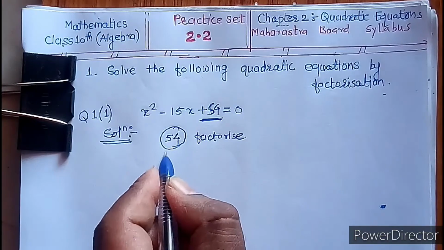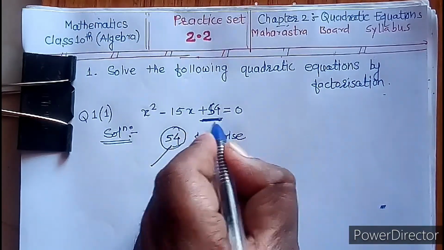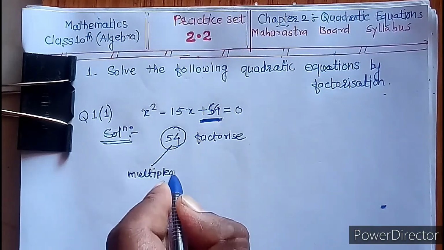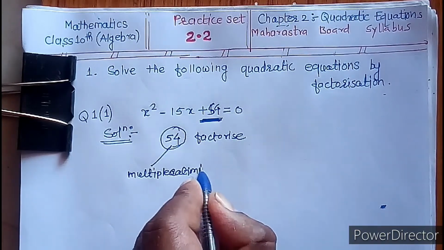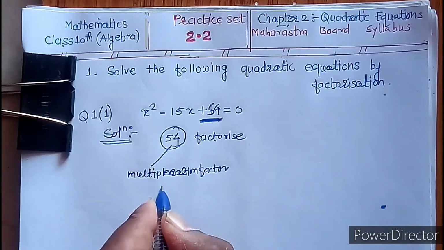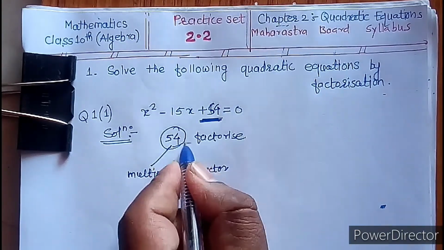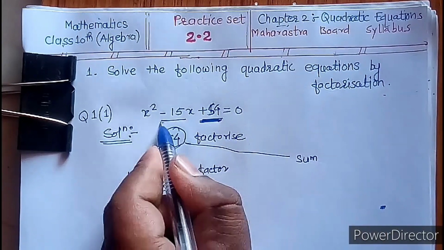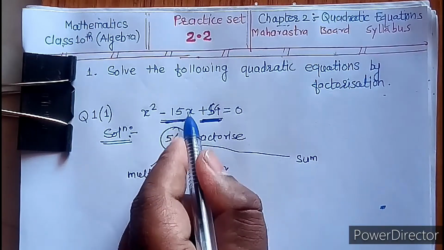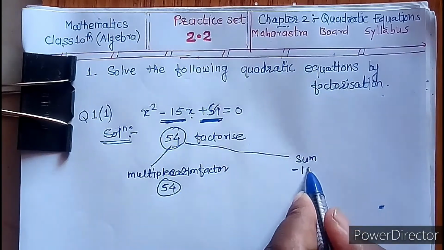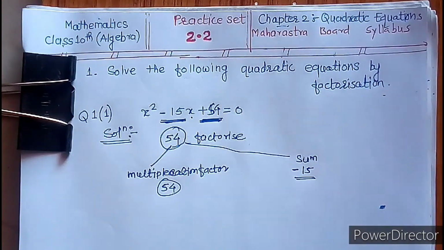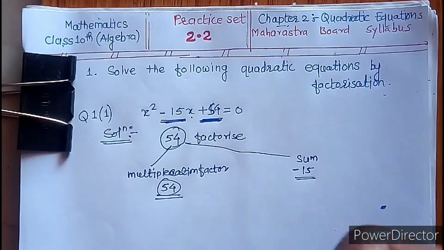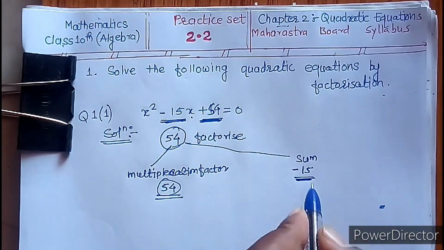We have to factorize this 54 in such a way that their multiplication will be 54 and the sum of these factors will be the value of b, that is the coefficient of x, that is minus 15. Means we have to select the factors in such a way that their multiplication will be 54 and their sum will be minus 15.